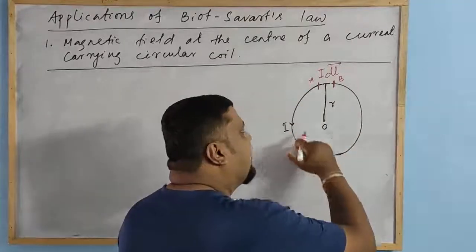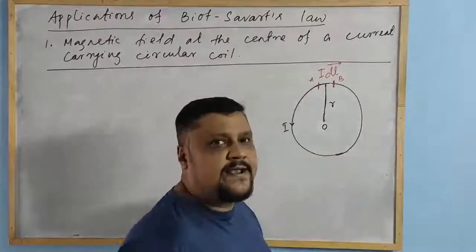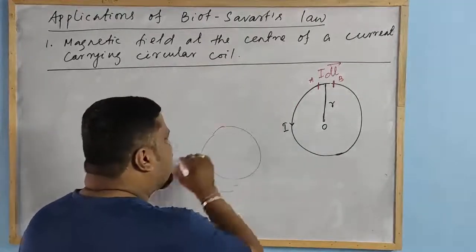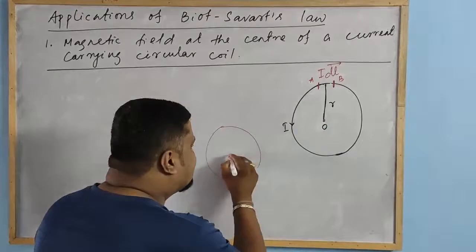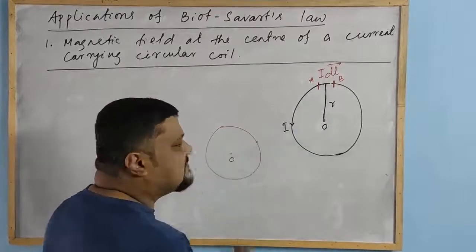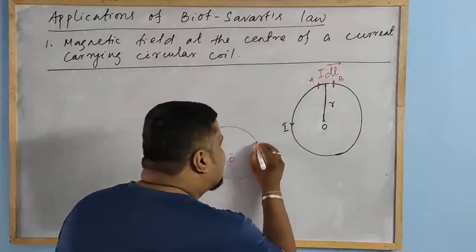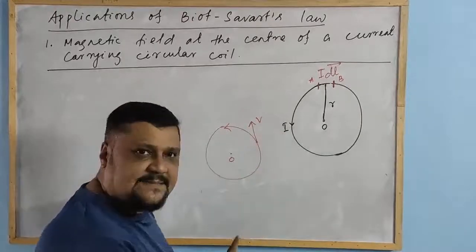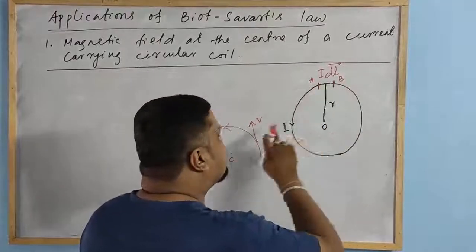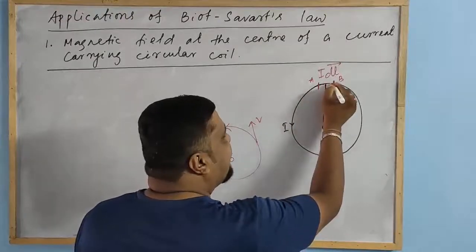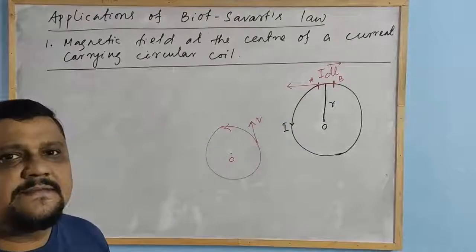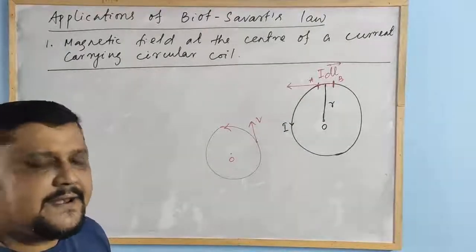Anti-clockwise. So in a circular path, going anti-clockwise, as you know, when a particle is revolving in a circular path, what is the direction of velocity here? The velocity direction is tangential, and the particle is revolving like this. In the same case, the current is flowing, which means the current element will be tangential. This is the direction of I dl.